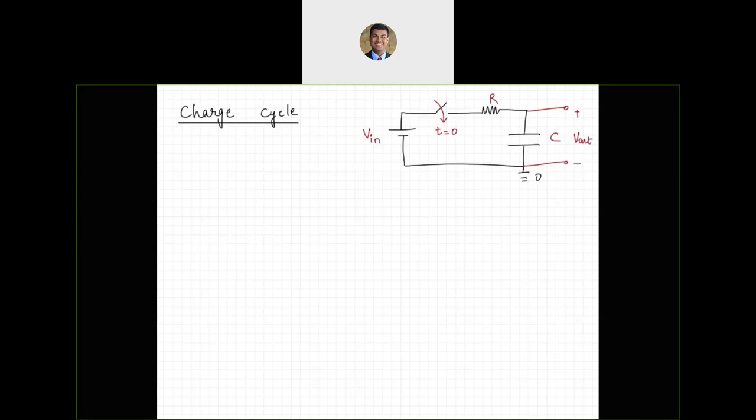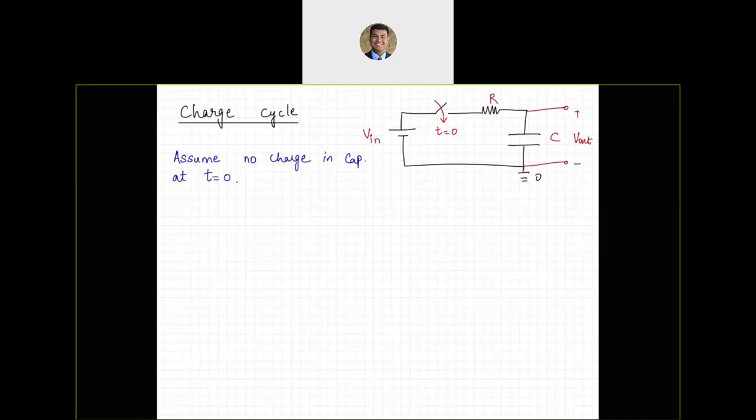Initially, the resistor and capacitor are not connected with the voltage source, but at time zero, when my analysis begins, I'm going to close the switch. So when I close the switch at time zero, what is going to happen to the capacitor? Well, if I assume that initially the capacitor has no charge, no charge in the capacitor at the beginning at t equals 0, and at time t0 I have started charging that capacitor by applying a voltage of V in across it, but through a resistor R.